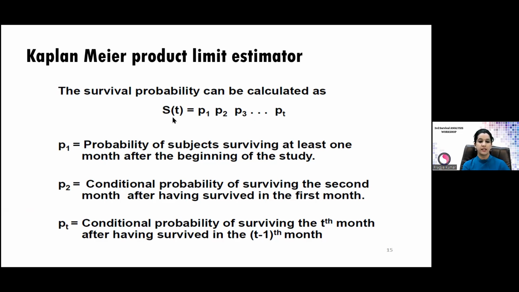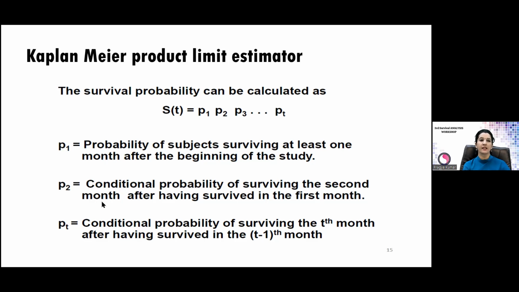So this is the S(t), which we have seen earlier. This is the survival function. It is defined as the product of P1, P2, P3 till Pt. And this T is the time period of our follow-up or the total study duration. So this P1 is the probability of a subject surviving at least 1 month after the beginning of the study. This P2 is the conditional probability of surviving the second month.